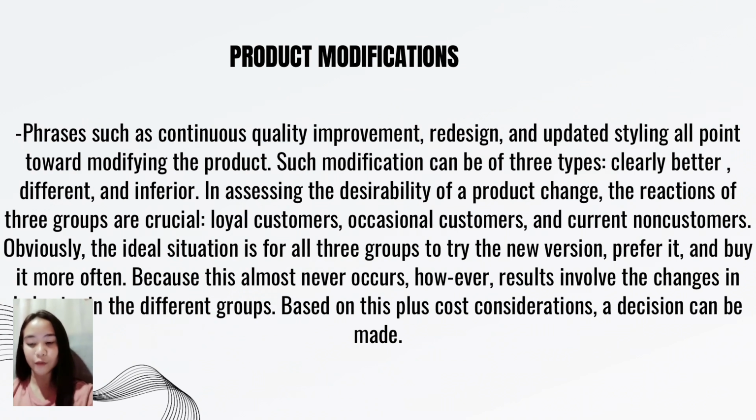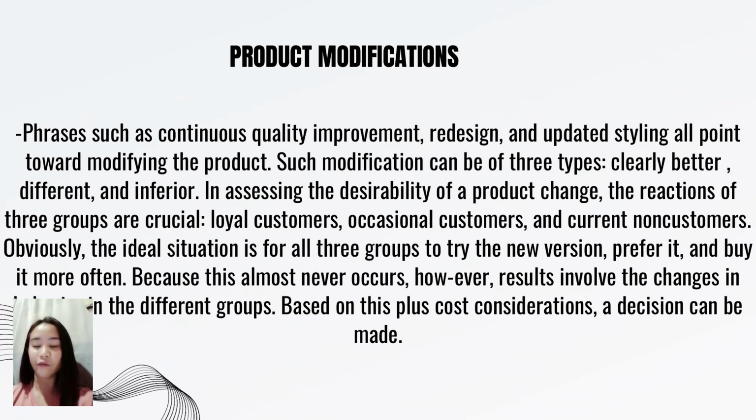So based on this plus cost considerations, a decision is made. Product modification refers to the improvement of existing products by making necessary changes in the characteristics of the product, nature, size, packing, and color of the product so that the changes in demand of consumers may be dealt with effectively.